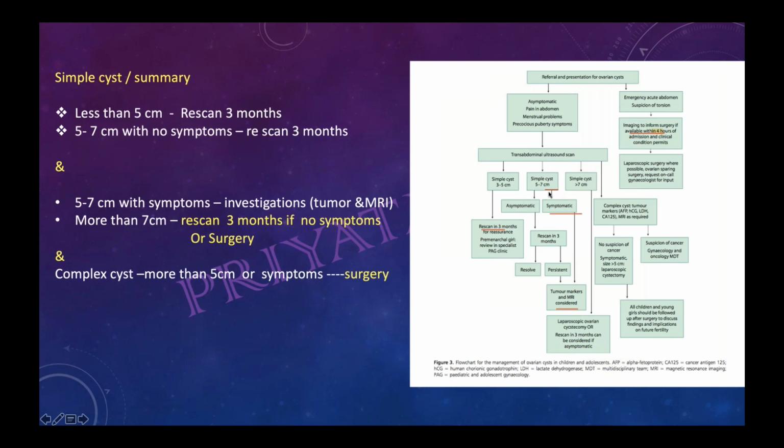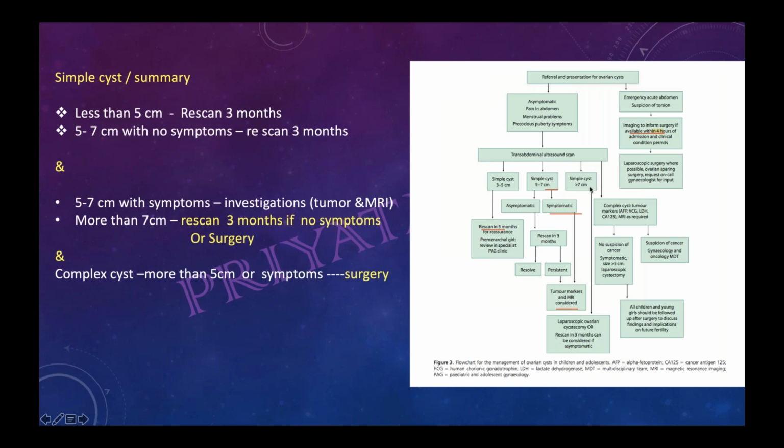Now the second situation: the cyst is 5 to 7, but the patient has symptoms. If symptoms are there, that will raise suspicion that something is wrong. So we'll investigate more, with tumor marker or MRI for clearer definition of the cyst, and accordingly the treatment will be planned.